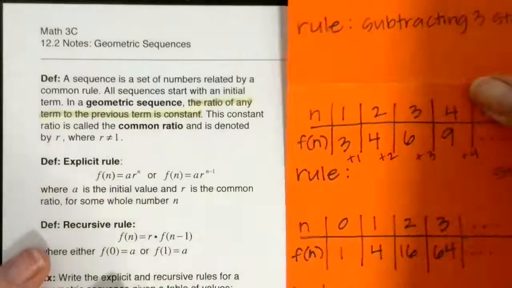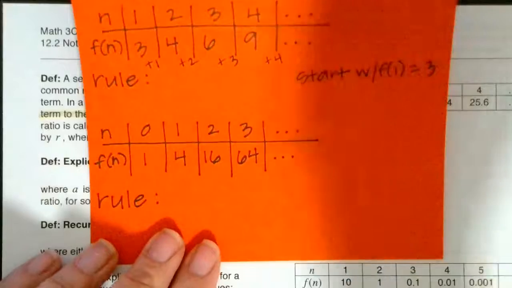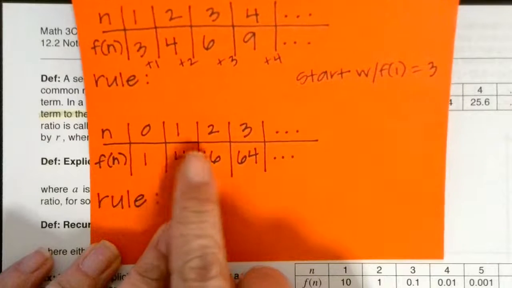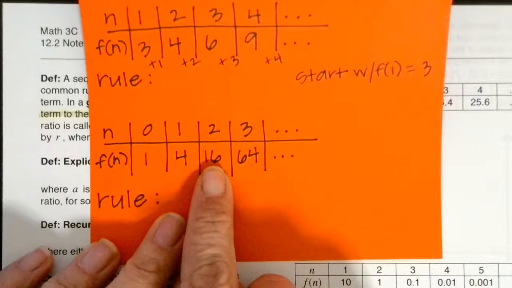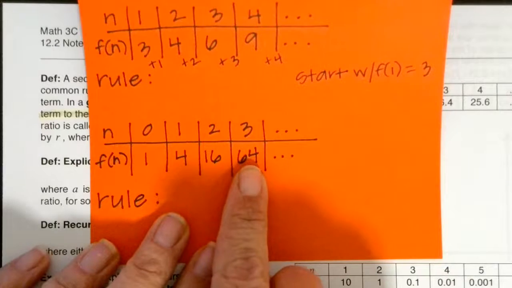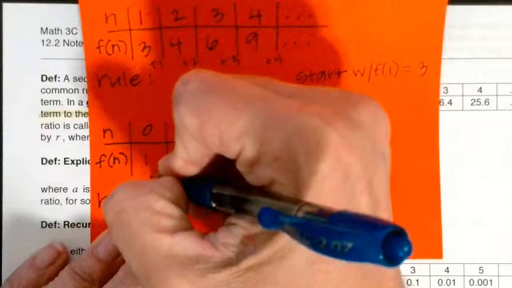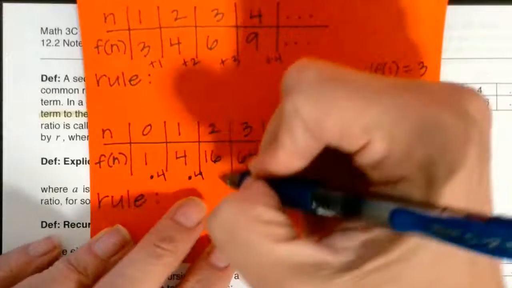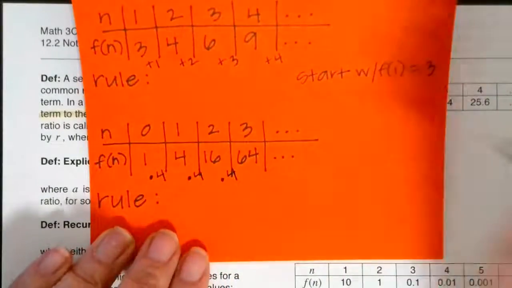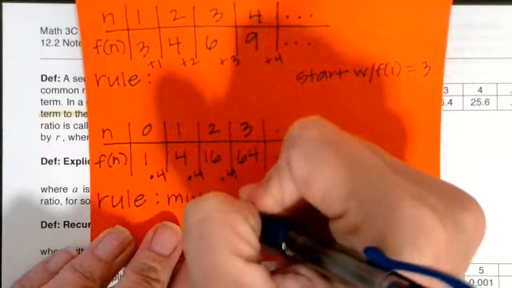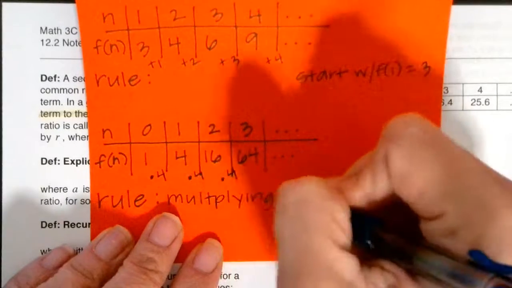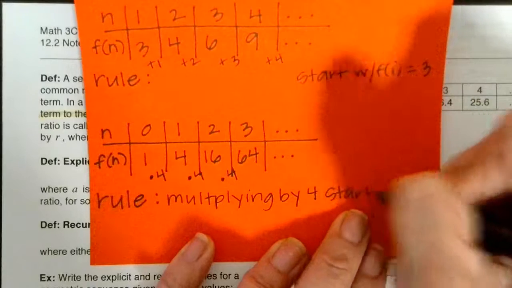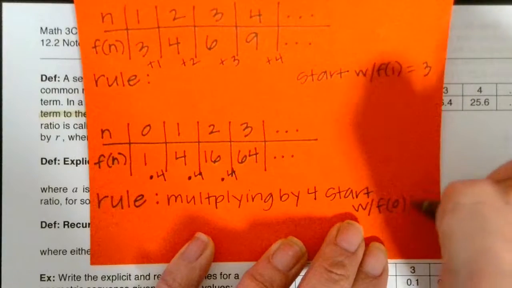So let's just look at this one with that in the back of our mind. So 1 to 4 would be adding 3, 4 to 16 would be adding 12, and 16 to 64 would be adding a bunch. So we're not looking at an adding pattern. Maybe you can see it, but we're multiplying. 1 times 4 is 4. 4 times 4 is 16. 16 times 4 is 64. So our rule is that we're multiplying by 4. And then in this particular case, we are starting with f of 0 equal to 1.